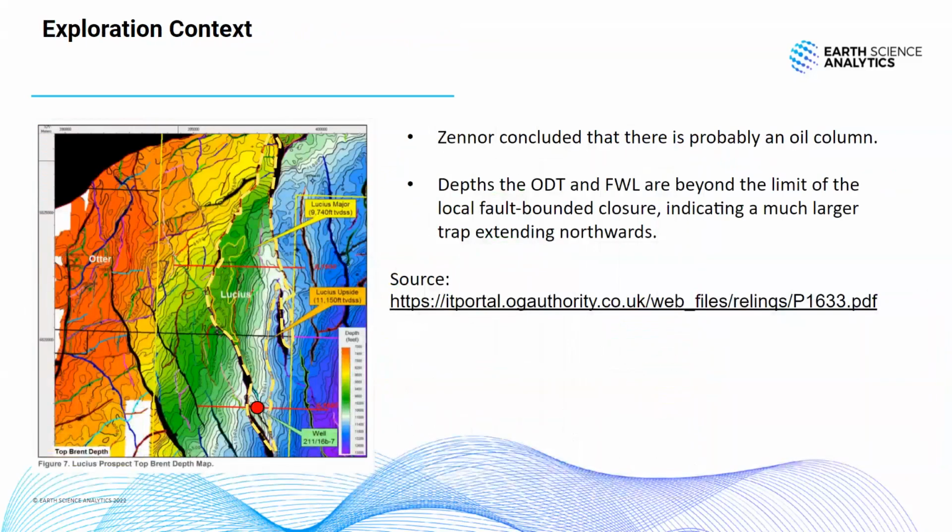And if you just Google this well, for example, on the OGA website, there's a relinquishment report by Zenor who concluded there was probably an oil column in this well. This well is this red dot here, and the oil down to, or the free water level up to, is beyond the limit of the local fault closure, indicating potentially there is a larger prospect stretching northwards. So this kind of shows you the power of the technique in terms of trying to identify pay. And of course, the term mispay has been bandied around. Is this an example of mispay? Certainly mispay to me, but obviously not mispay to Zenor. So the definition of mispay is quite flexible.